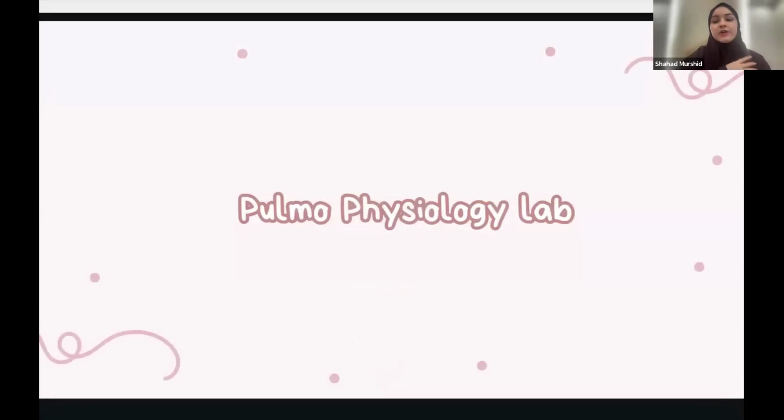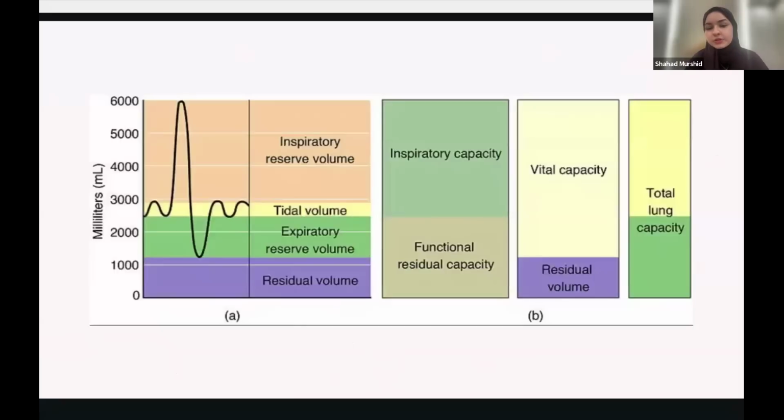Okay. Now for the pulmonary physiology lab, this lab is very, very long. I'm not going to explain all of it personally. I think I'm only going to explain the parts that are probably going to be asked about in your OSPE. So this is basically how you test for your lung volumes. So you have the tidal volume, which is the normal breathing.